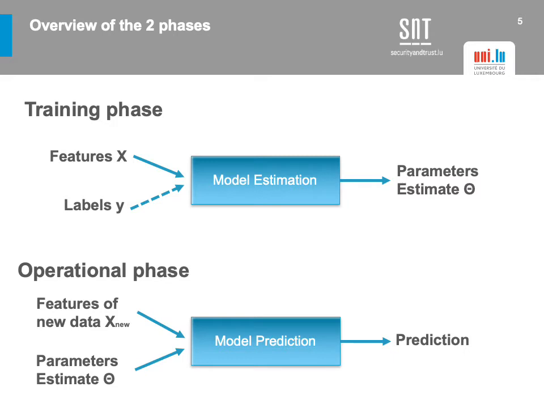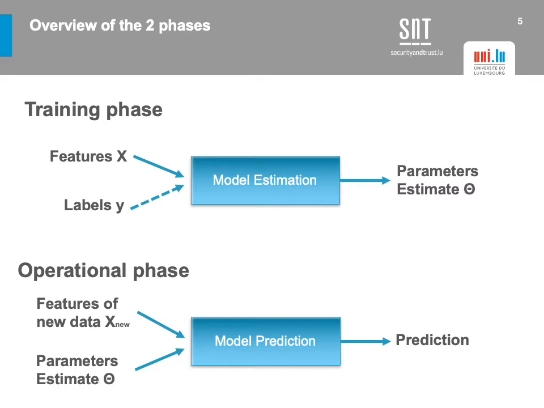So generally in machine learning, there are two phases, the training one and the operational one. In the training one, what you want to do is to estimate your model. So you give as input features and labels if you have some. If you are in the supervised learning case, you give features and labels. And if you are in the unsupervised learning case, you give only features because you have no labels. You give that to the training algorithm of your model, and the training algorithm will output some estimation of your parameters. The parameters are the internals of the model. So what we call learning the model, learning from data, is really parameter estimation.